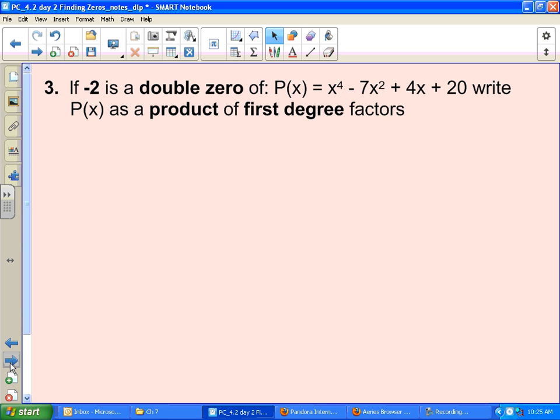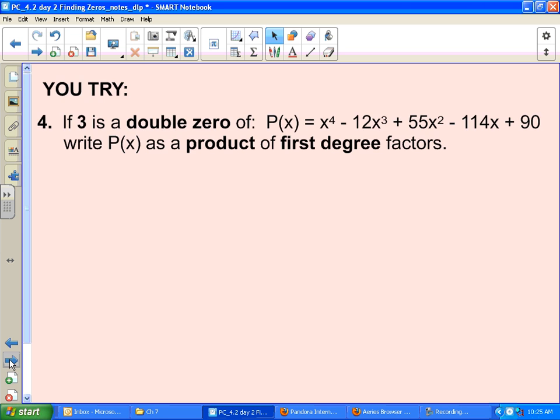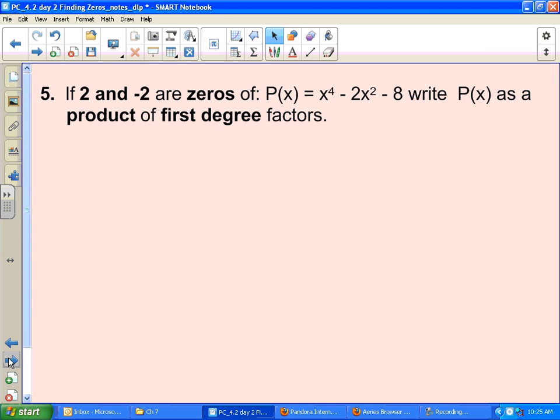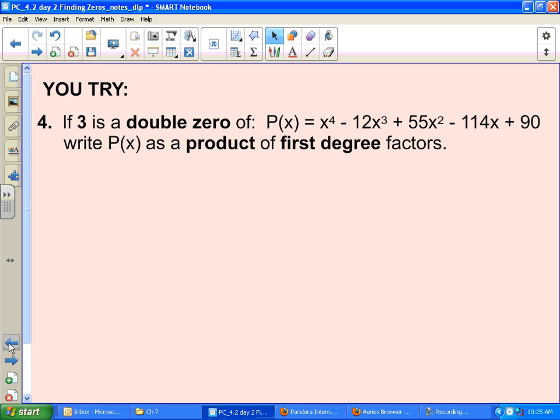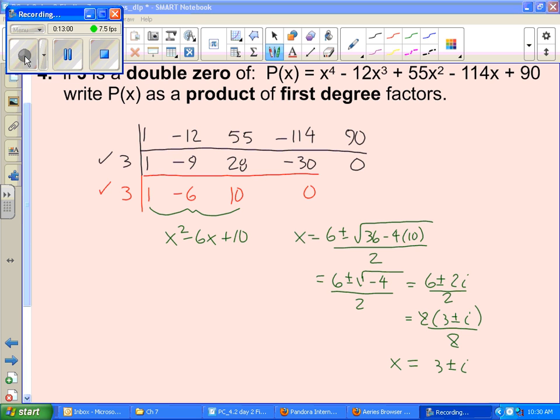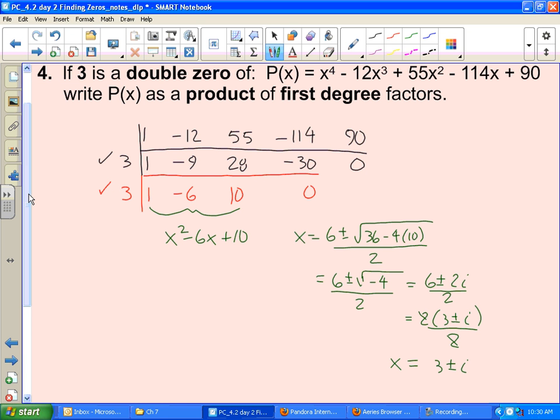You guys want to try that one? Or you can try that one. Or you can try that one. How about we try that one? Let's do that. Did I go too fast? How's that look? You guys get the same things?